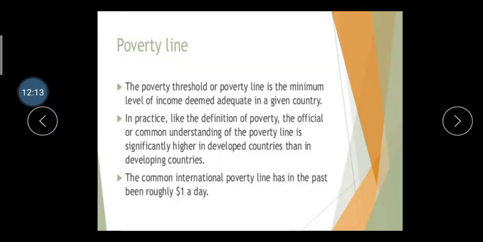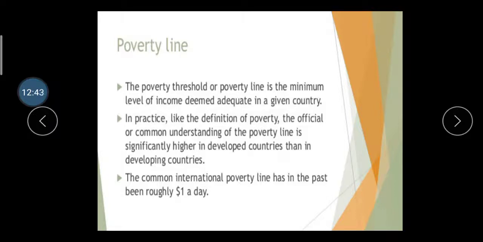Then, what does poverty line mean? The poverty line is the minimum level of income deemed adequate in a given country. If you cannot reach this minimum amount, then you are considered a poor person. In practice, the official or common understanding of the poverty line is signified differently in higher developed countries than in developing countries.